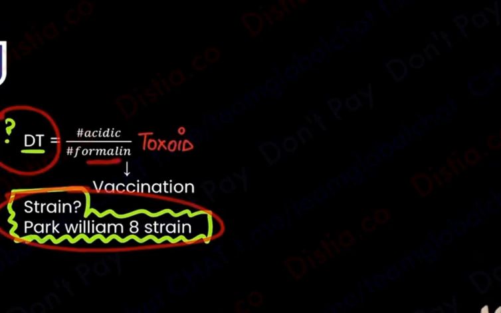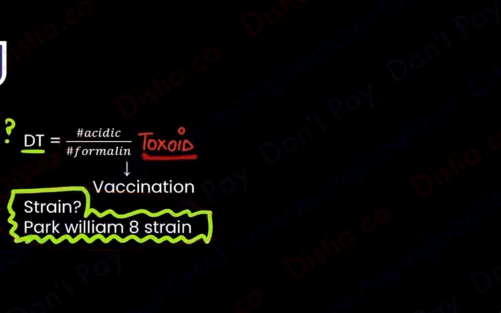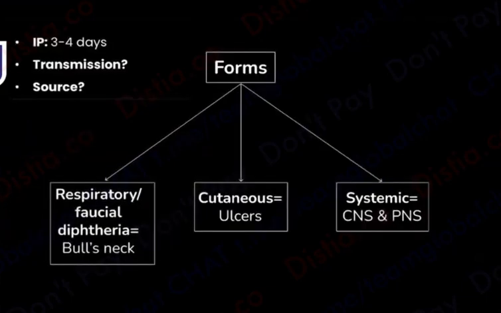you will keep it in formalin and acidic environment, it will change into a toxoid, and then you will be using it for vaccination. I will talk about vaccination in a while, but yes, definitely we know that we don't give DT, we always give a combination of DPT, right? So we'll come to all of that vaccination story in a while, but first let's talk about what exactly diphtheria does. What is diphtheria?